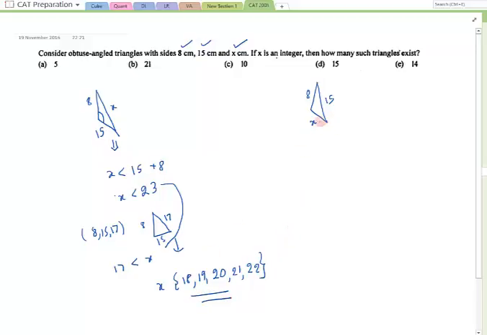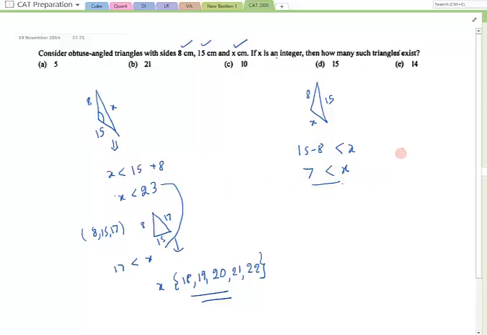We'll have to analyze the other scenario as well. What we'll use is that the difference of two sides has to be less than the third side. So x will have to be greater than 15 minus 8, or x will have to be greater than 7.